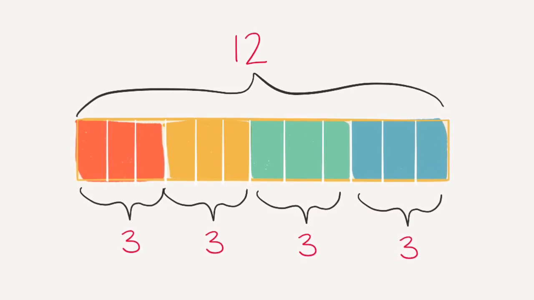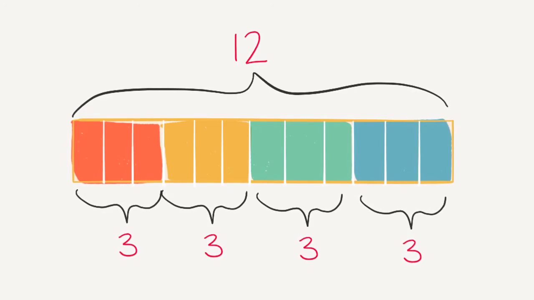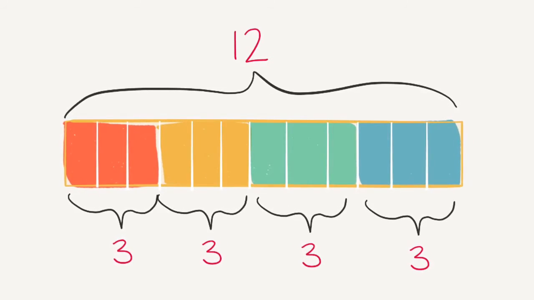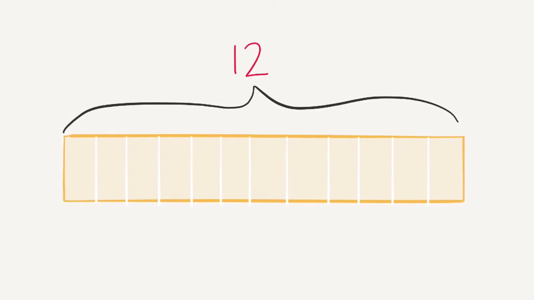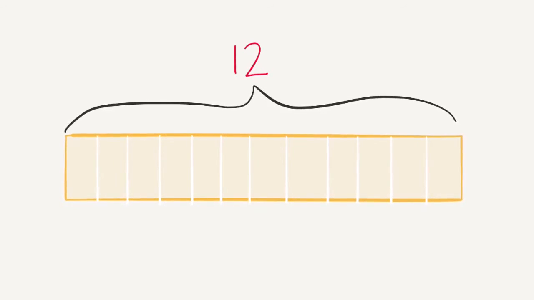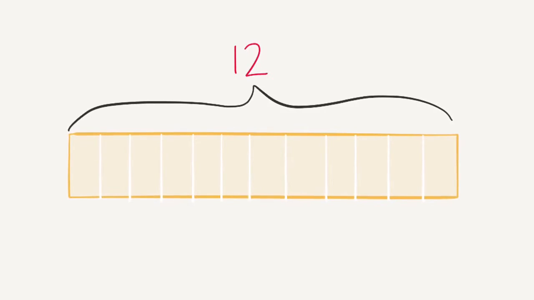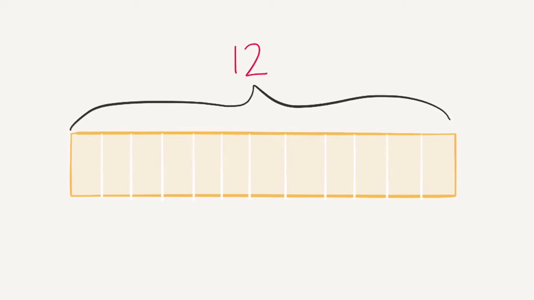There are 4 groups of 3 in 12. 12 divided by 3 is 4. But remember that there are two different ways to look at division problems. One is measurement division and the other is partitive division. We just used the measurement method, so let's now try partitive division.